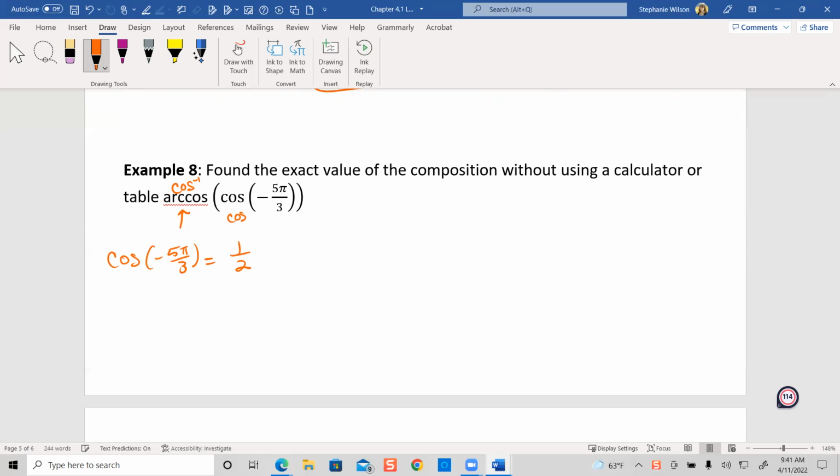And then we're going to plug it into the arc cosine of a half, and it gives me pi thirds. Remember that cosine is an even function, so when we pulled the negative out, we got a positive, okay?